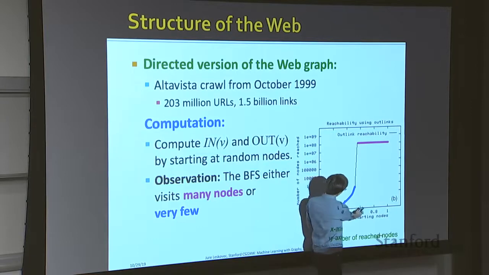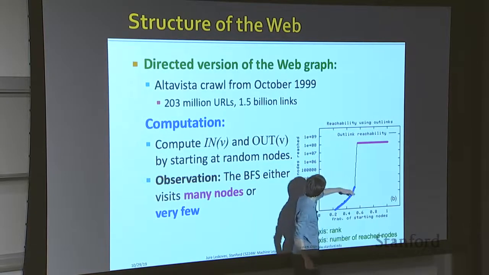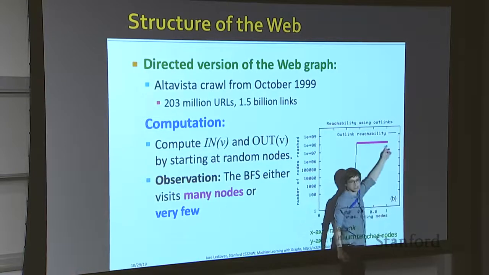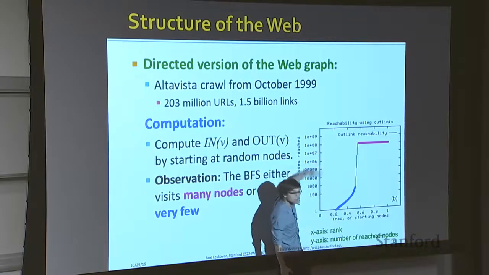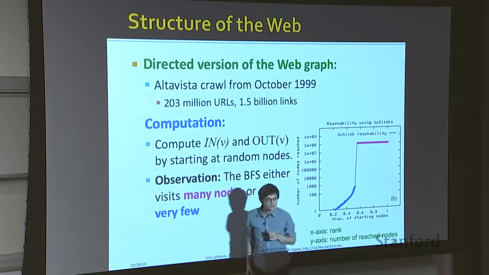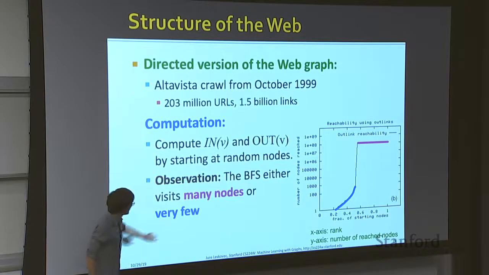For 20 to, let's say, 50, I visit up to 100. And for the other half of the starting nodes, I visit a huge number. Right? This is a logarithmic axis. So this is 10x, another 10x, another 10x. Okay? So that's the first observation.